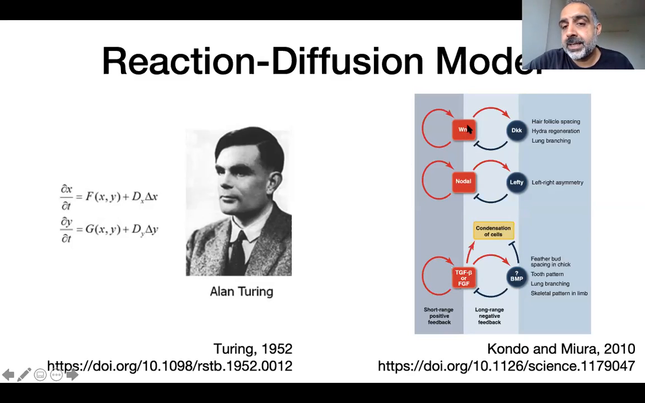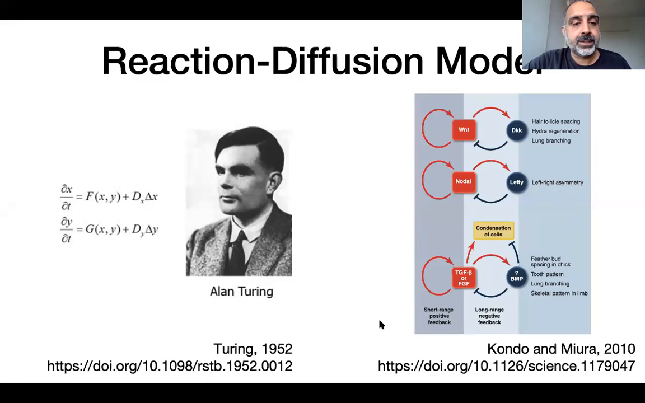But Wnt is a secreted factor. DKK is its secreted inhibitor, and this kind of interaction is known to be involved in things like hair follicle spacing, hydra regeneration, lung branching. These two signaling factors seem to be operational when you have left-right asymmetry, and so on. We'll talk a little bit more about these kinds of interactions in the next few slides, okay?